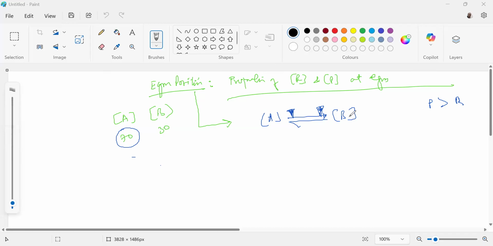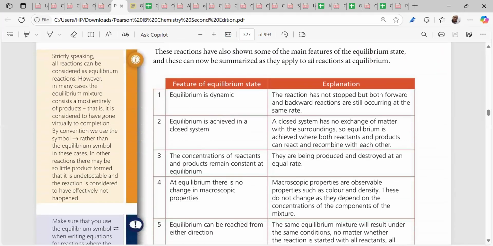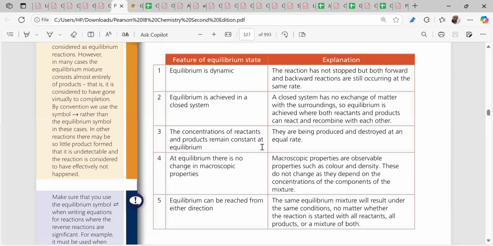What is the equilibrium position? It's the proportion of the reactant and product concentration in the equilibrium mixture at equilibrium. It can be anywhere. Equilibrium can be reached towards a reactant, or towards a product, anywhere. Always remember that when we are finding out where the equilibrium is lying, the mixture will tell you. These are the salient features, and this is very important: the concentration of the reactant and product remains constant. Now we're going to the next part.